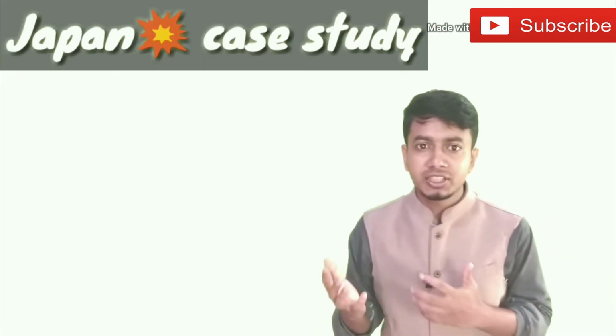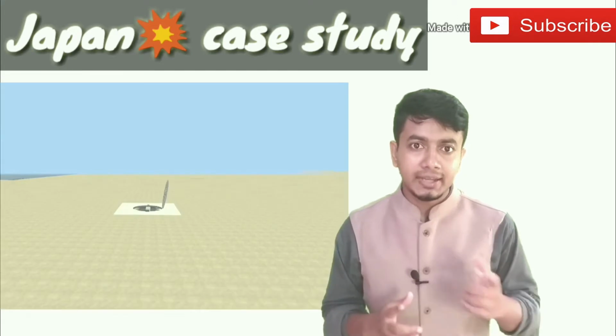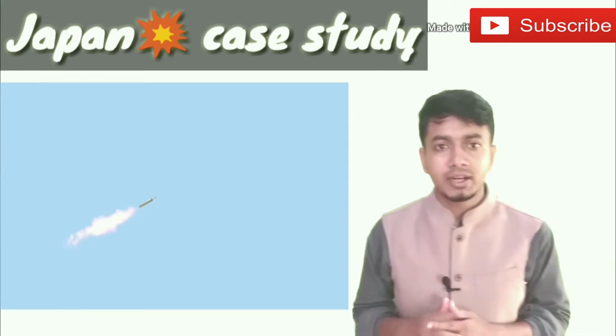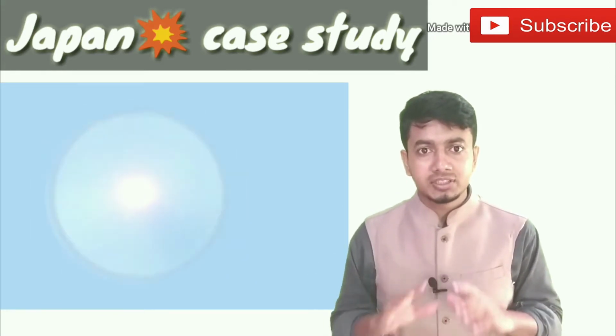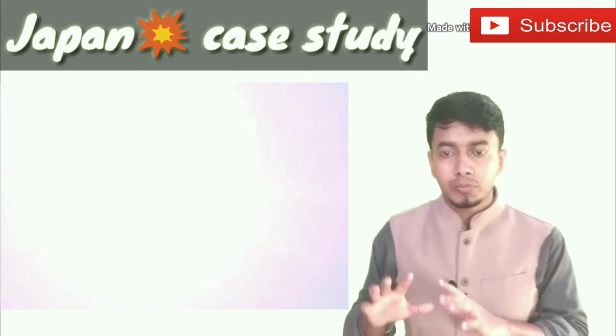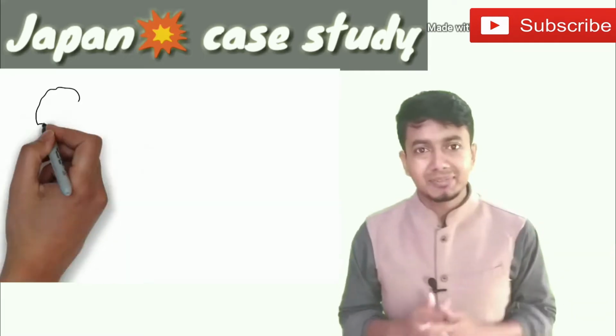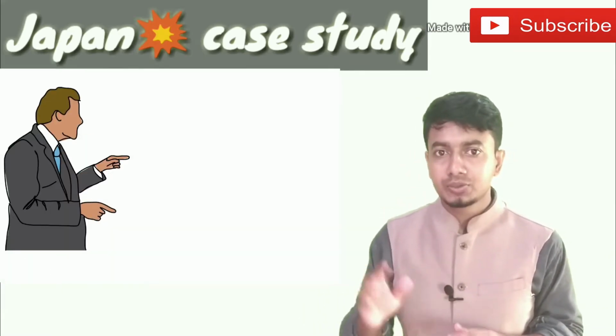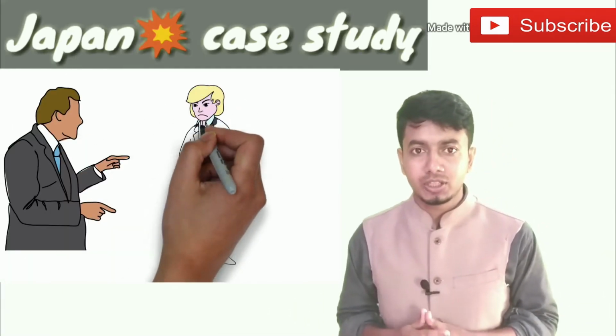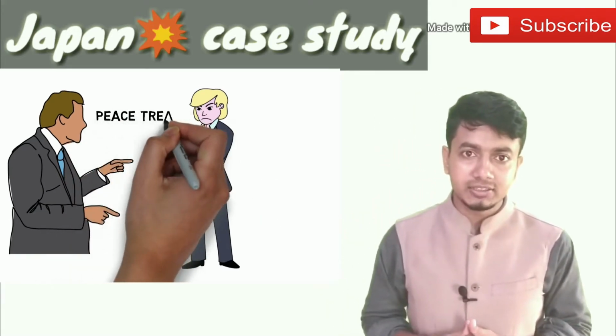America wanted to be internationally powerful at that time, and America got the chance and threw the atomic bomb on Hiroshima and Nagasaki, and Japan at that time was completely shattered. And after that, Japan completely surrendered to America unconditionally. Then a peace treaty was signed.